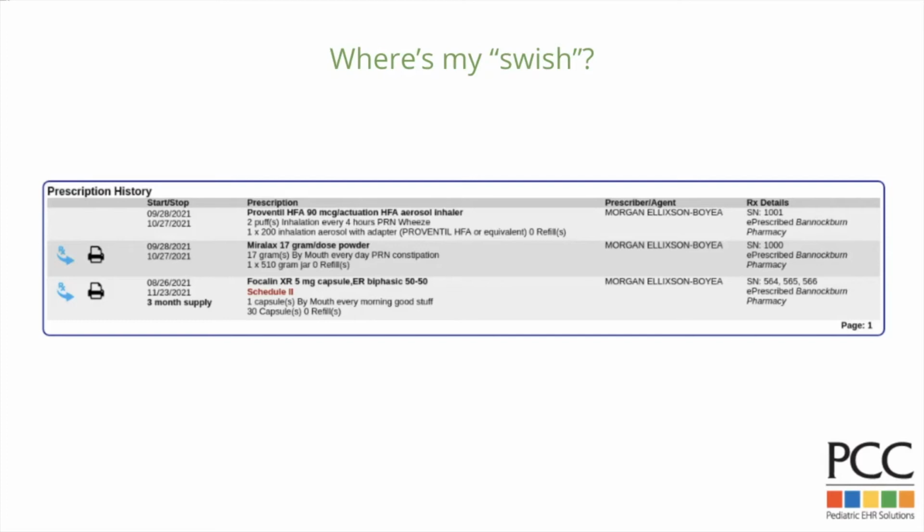You also won't see the swish if it's something that hasn't yet been sent out to the pharmacy. So you might want to look over where RX details is on the far right-hand side. If it says the prescription's pending, that means it hasn't yet been sent out, and therefore you would not be able to renew it again until it's been sent.